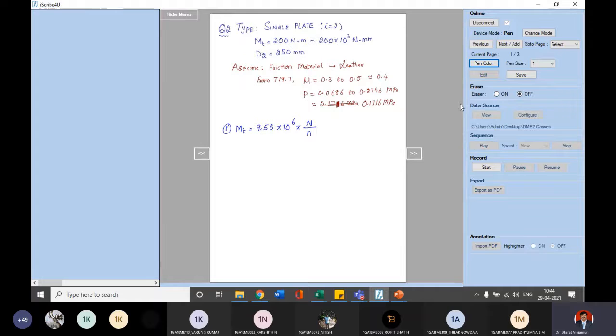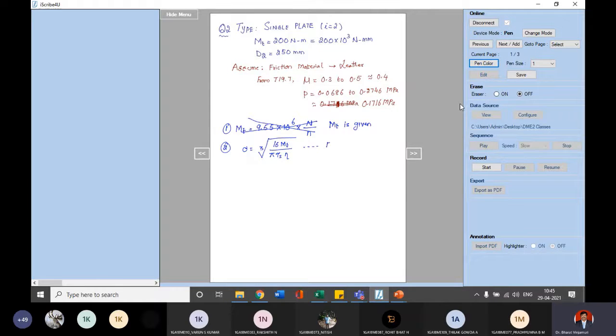Yes, this step itself is not required. Why? Because MT is given now, so you don't have this step. Come back to this. Second step: D is equal to the cube root of 16 MT by pi tau eta.